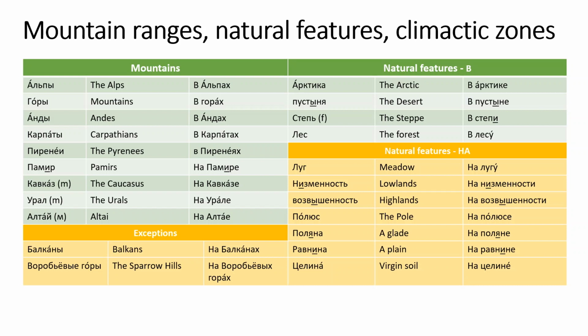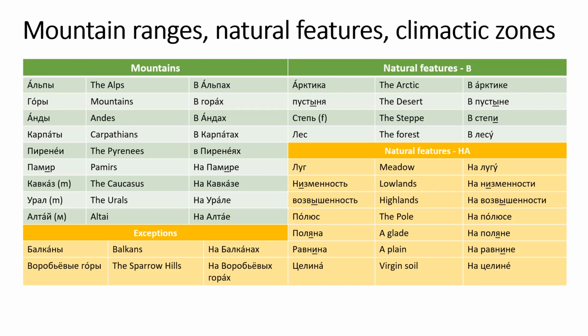Then we've got some exceptions because Balkany means Balkans, it's in the plural, but it takes na for some reason. And then na Vorobyovykh Gorakh means in the Sparrow Hills, and for some reason that also takes na. And those you kind of just have to remember, unfortunately.